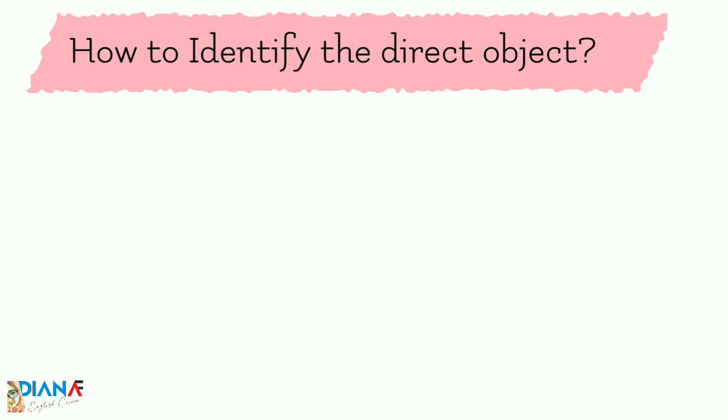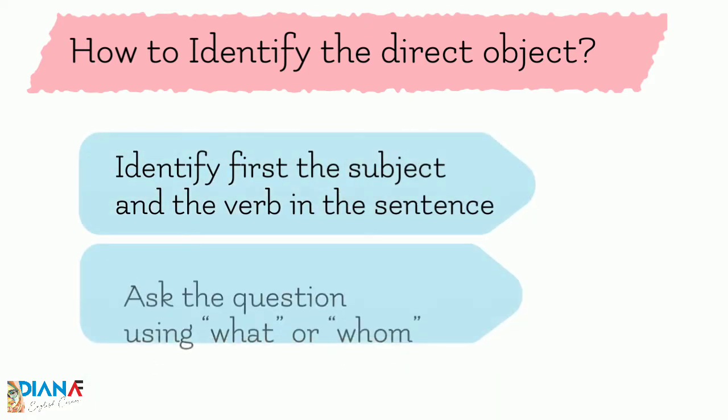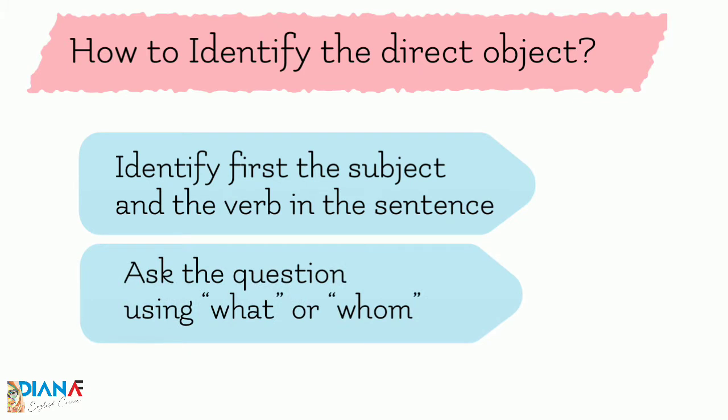Okay, I'm gonna show you some examples about direct object. Before we go to the example, I'll remind you about direct object. The direct object answers the question whom or what. So we got two ways to identify the direct object. The first one, identify the subject and the verb in the sentence. And then the next one, ask the question what or whom.